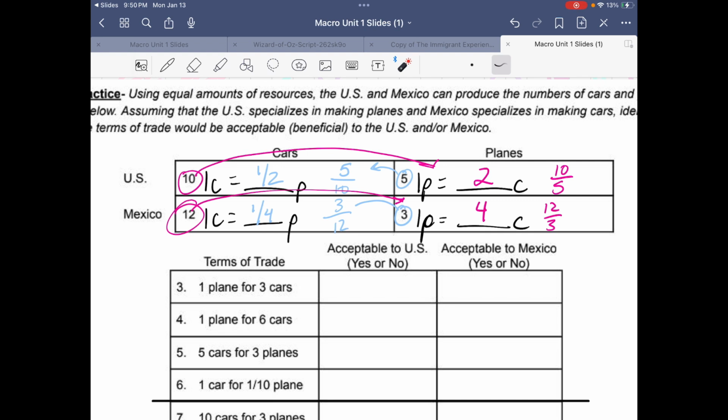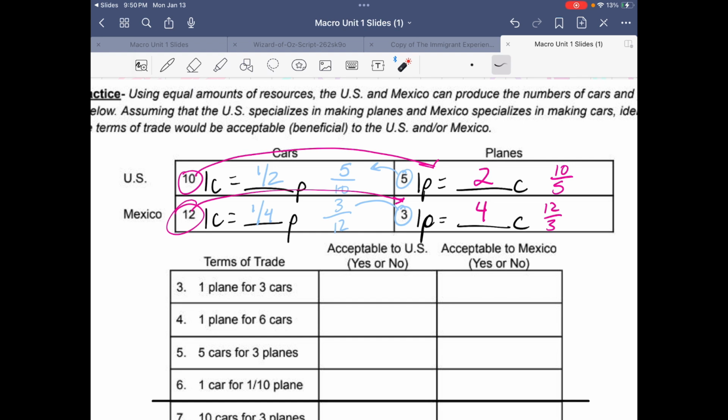Absolute advantage in my little book requires absolutely no math. So before we did all this funky math, the OOO method, if you just look at the chart, who should make cars? U.S. can make 10, Mexico can make 12. Okay, 12 is greater than 10, Mexico. If we just look at the chart, who should make planes? Okay, U.S. can make 5, Mexico can make 3. There you go. That's absolute advantage, no math required.